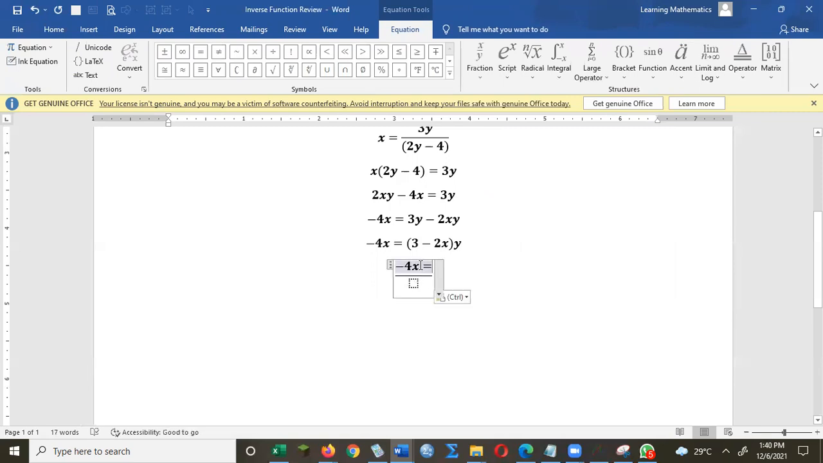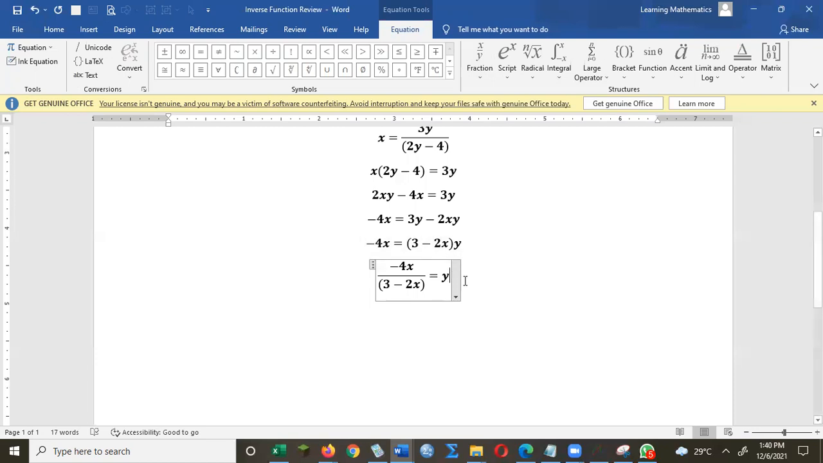So below the negative 4x, we're going to put 3 minus 2x in a bracket. And then what is left now is just y by itself. Even though it's on the right side, it's by itself as the subject of the formula, because in maths you can read in any direction. y is equal to minus 4x over 3 minus 2x.